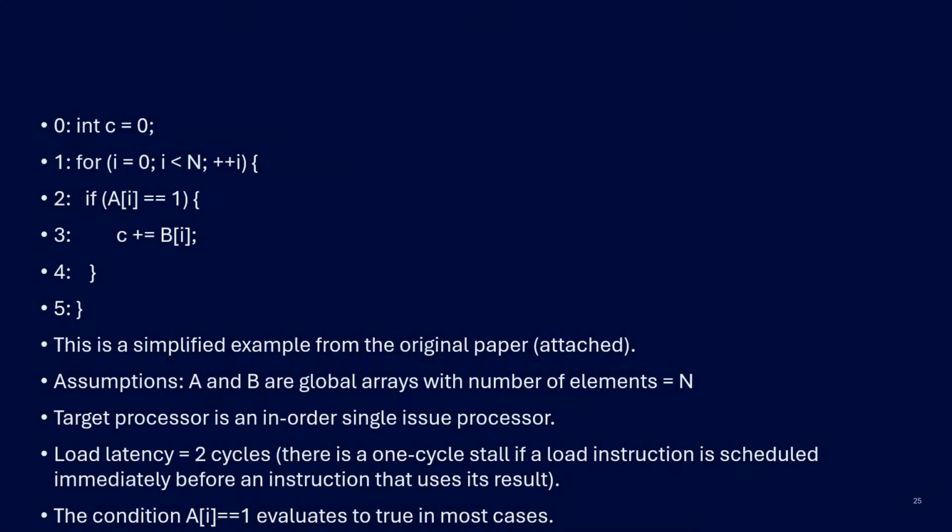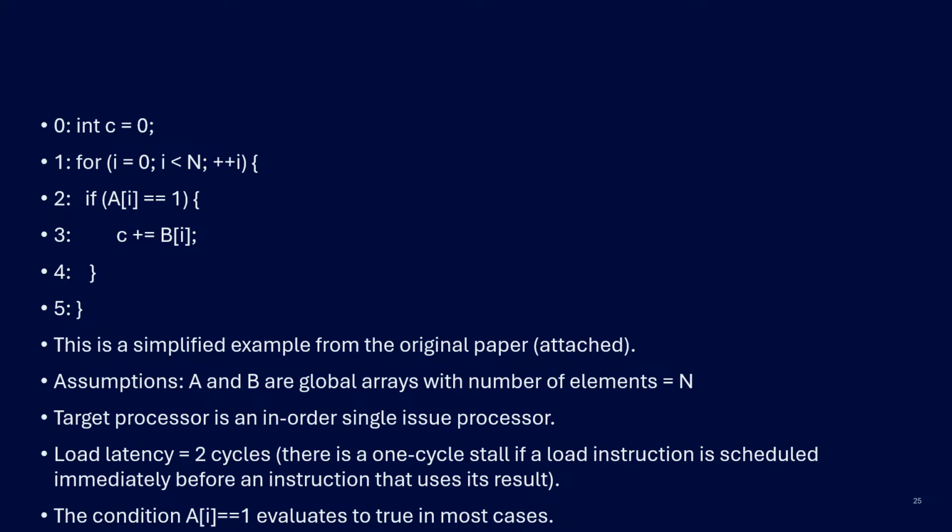Okay. So we have code like this. This is a simplified example from the paper that I cited in the reference. Let's assume that A and B are global arrays with number of elements equal to n. And the target processor is a single in-order single-issue processor, and load latency is 2 cycles.